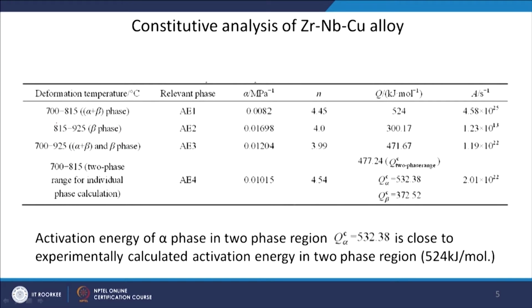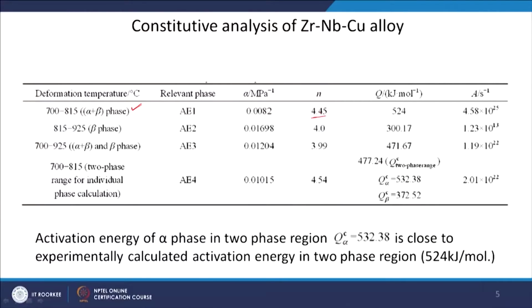Okay, so alpha plus beta was between 700 to 815 degrees Celsius, beta phase from 815 to 925. So this is the two phase region, one constitutive equation. You can see all the parameters are there, which we have already discussed when we were discussing how to develop constitutive equations: how to get the alpha parameter, the stress exponent, the activation energy and so on, and also the constant A value here.